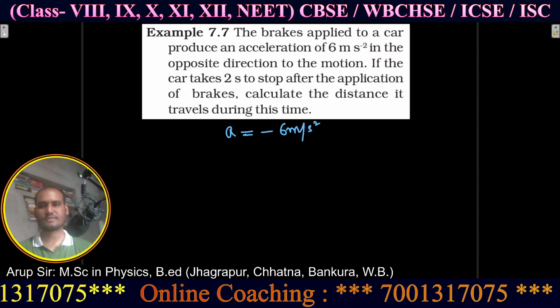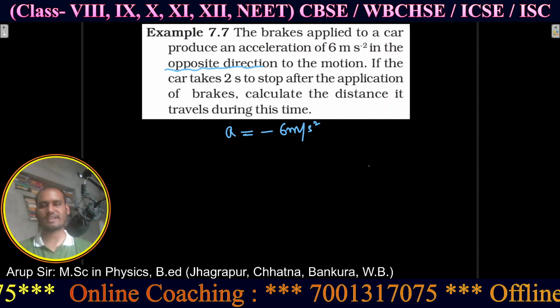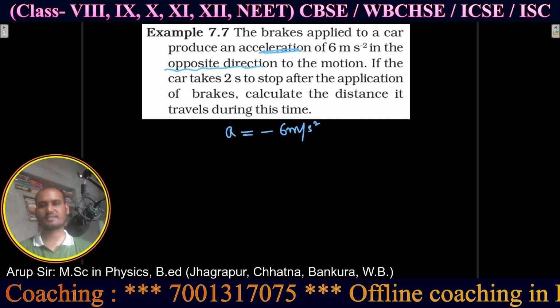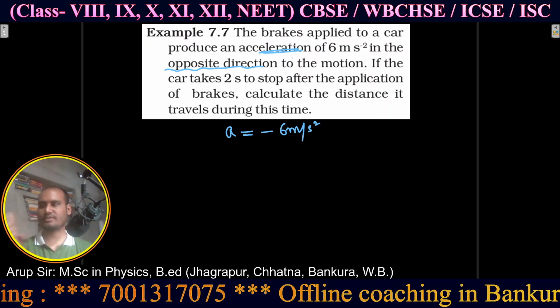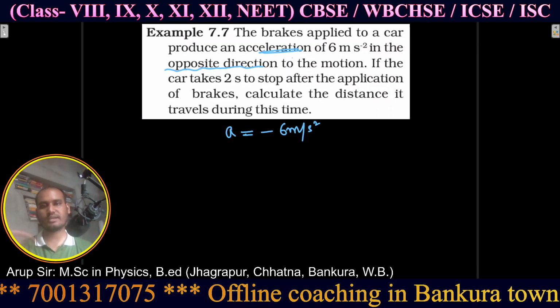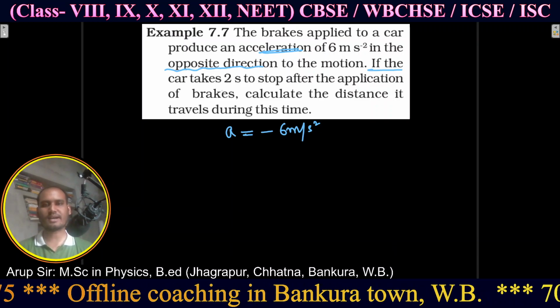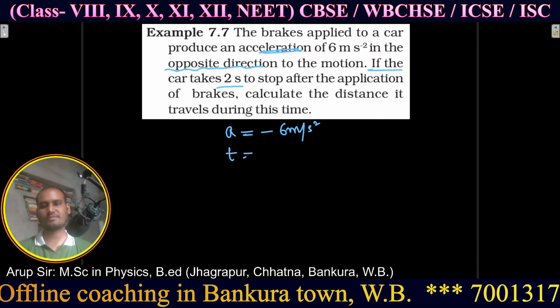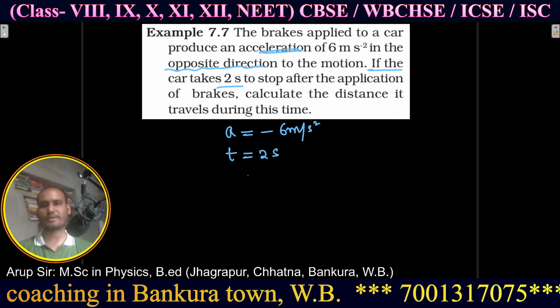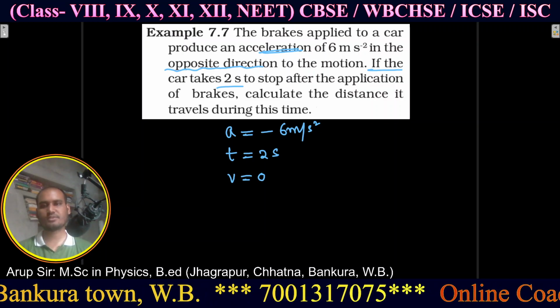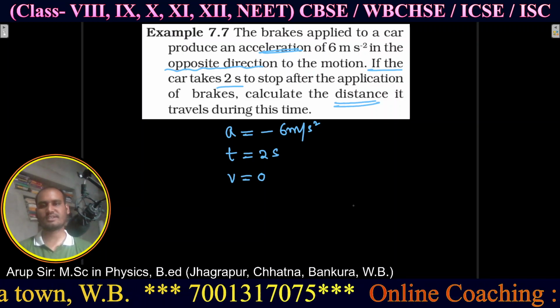Now this is why it is saying the opposite direction of motion. Acceleration in the opposite direction means what? If it was originally positive, now in the opposite direction it will be negative. If the car takes 2 seconds, so time is given as 2 seconds, to stop. To stop means final velocity is 0. After the application of brake, calculate the distance it travels.